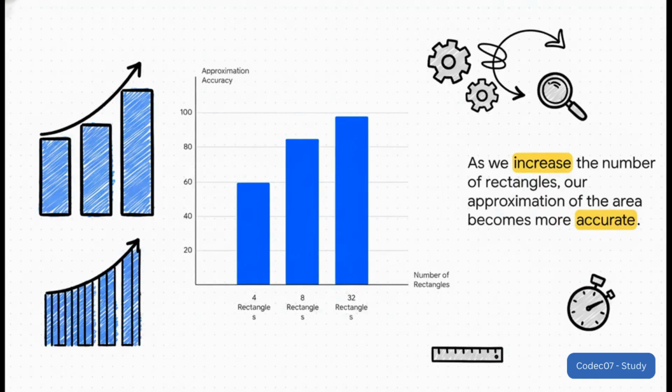And that is the core idea. We can approximate a weird, curved area using simple shapes we already understand, like rectangles. You can see it right here. If we only use 4 rectangles, the approximation is pretty rough.